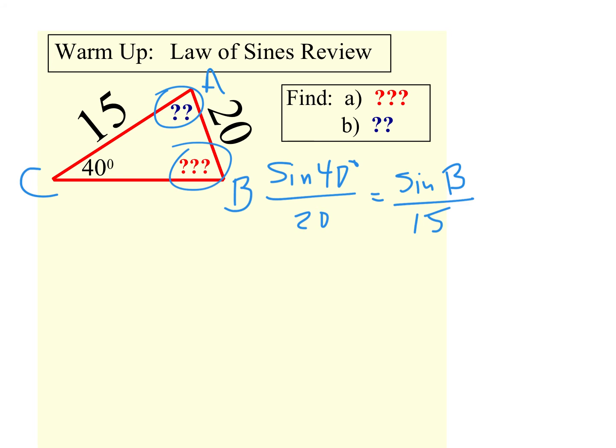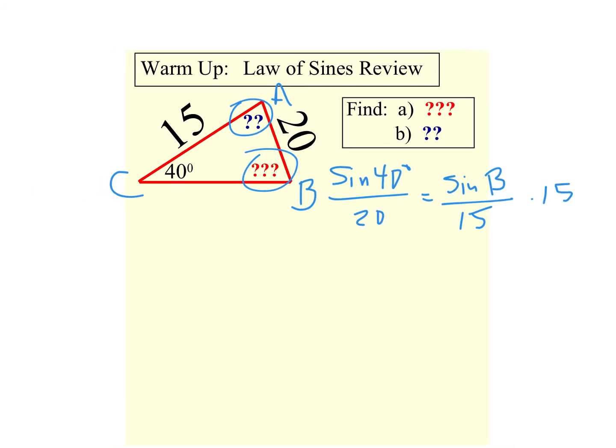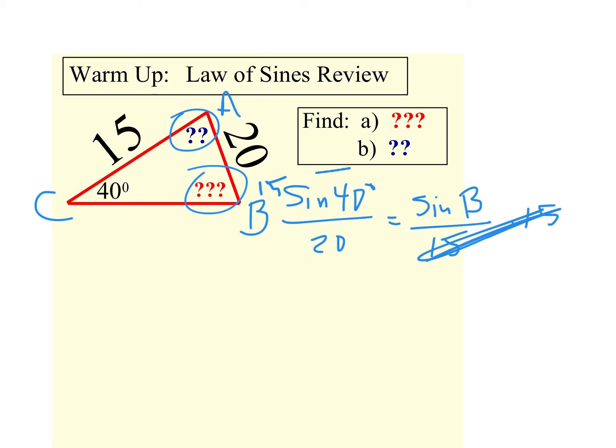Okay, again, my letters might be different than your letters, but I bet you all had sine of 40 over 20. And I chose to call the other one B, the red question marks. And so if I am trying to get the B alone, I'm going to times by 15 on both sides. And now I have this big nasty number, and I do inverse sine of that.